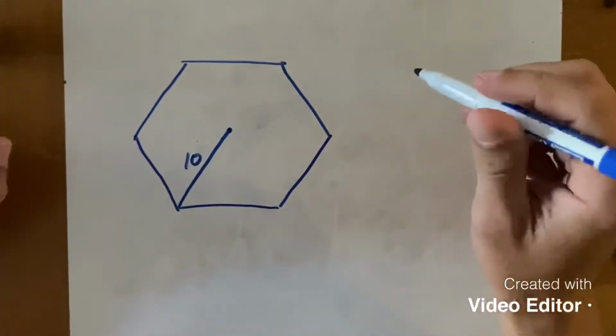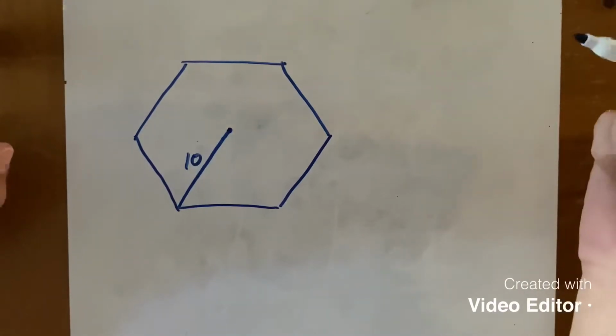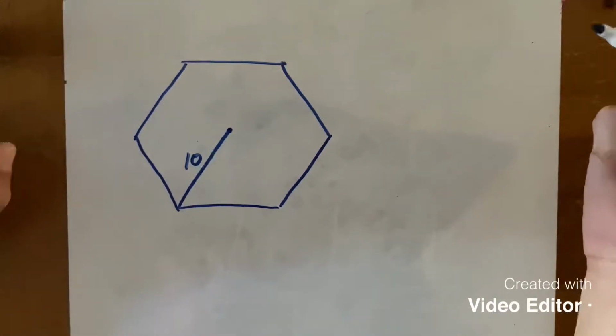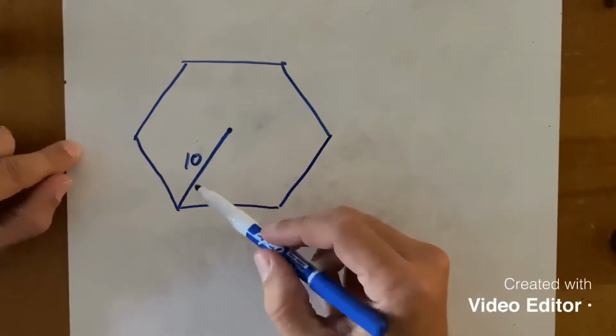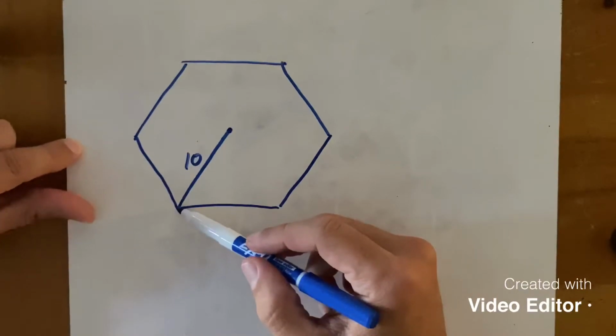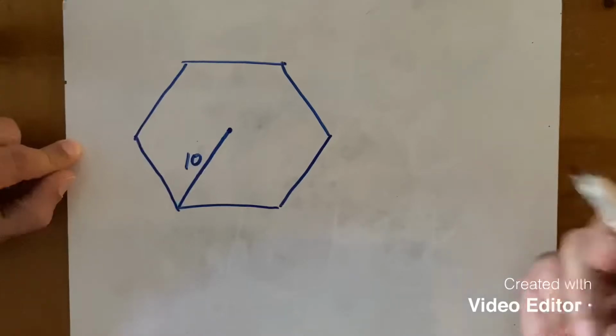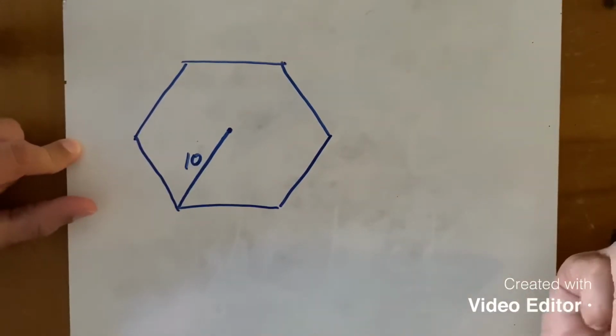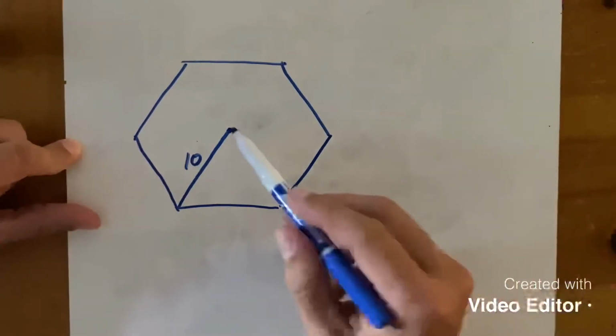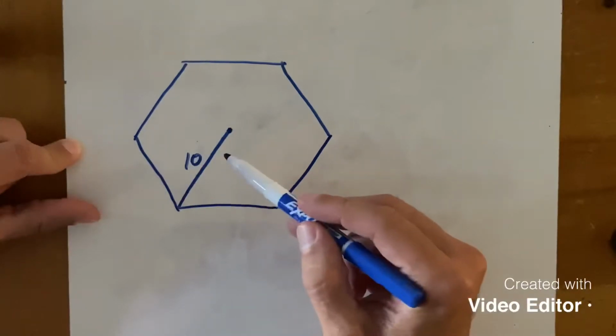All right, so let's take a look at this first problem here. We've got a regular hexagon, right? And then they give us a segment with a length of 10 going from one of the vertices to the center of the hexagon. Now we know it's a regular hexagon, so we know that all the sides are the same and all the central angles are also going to be the same.